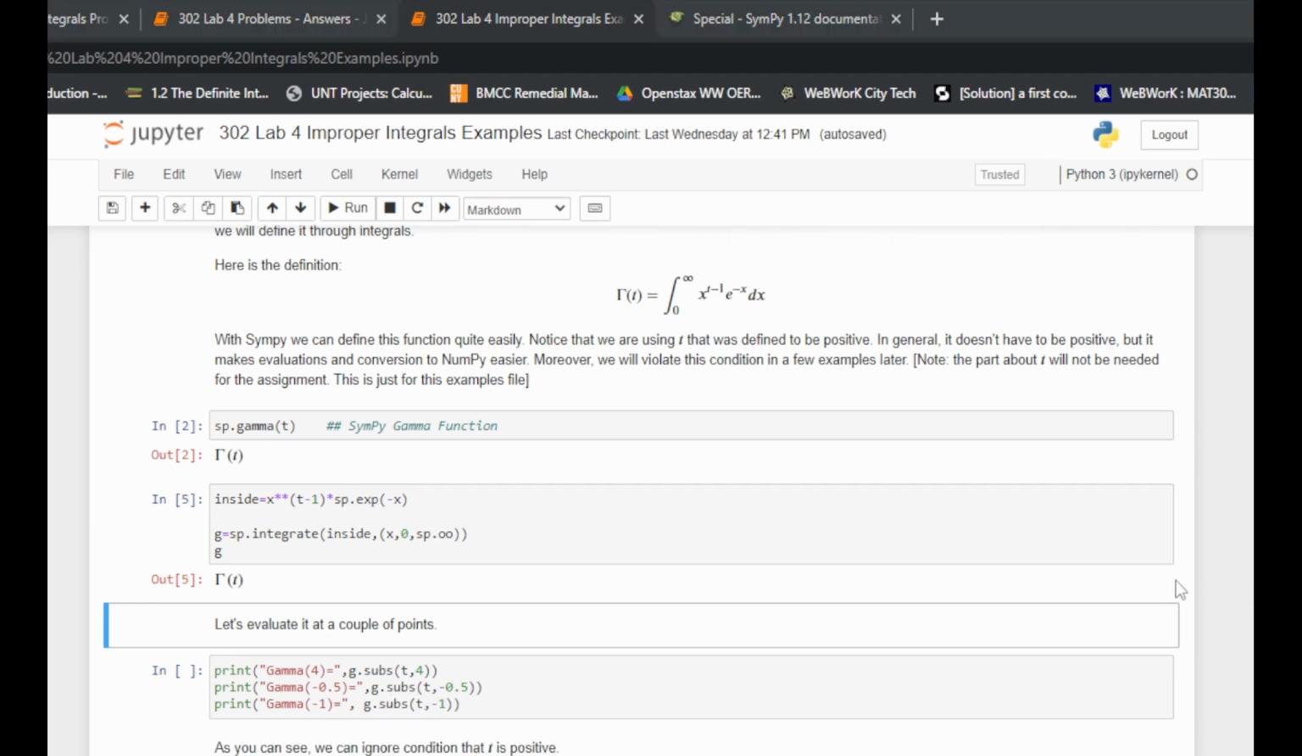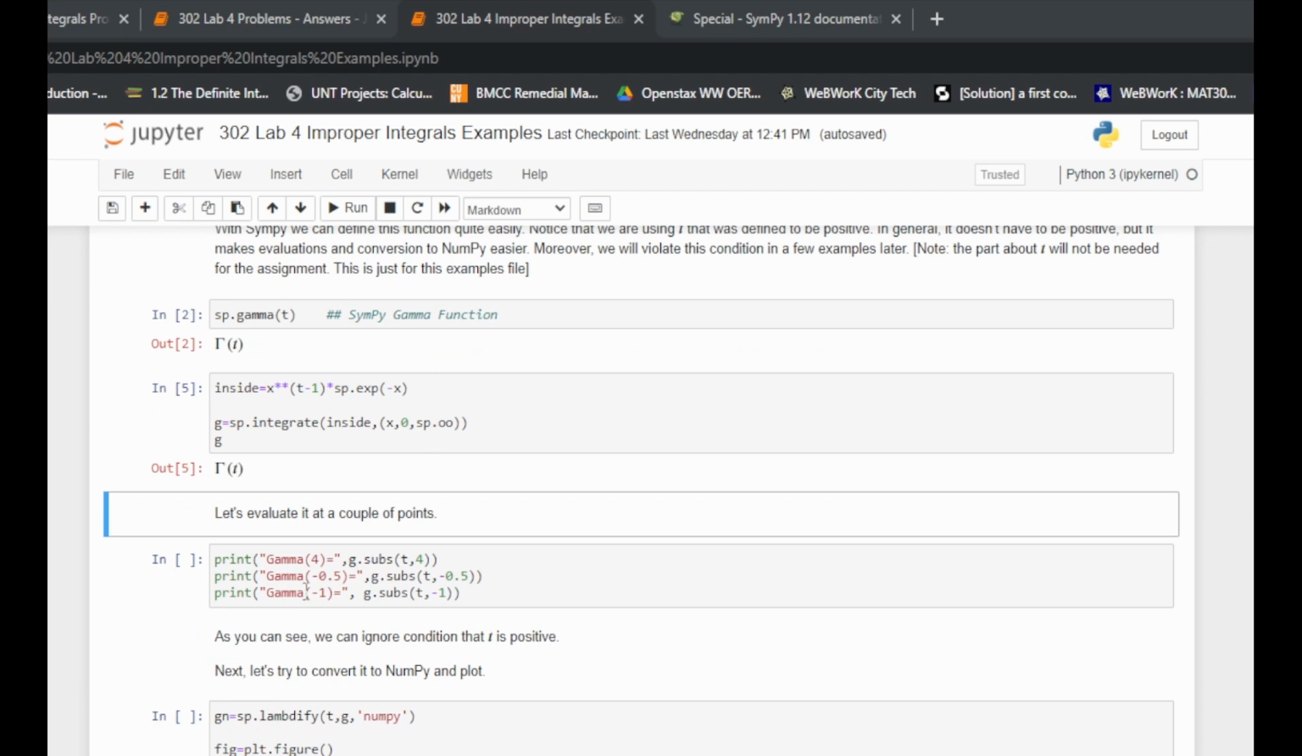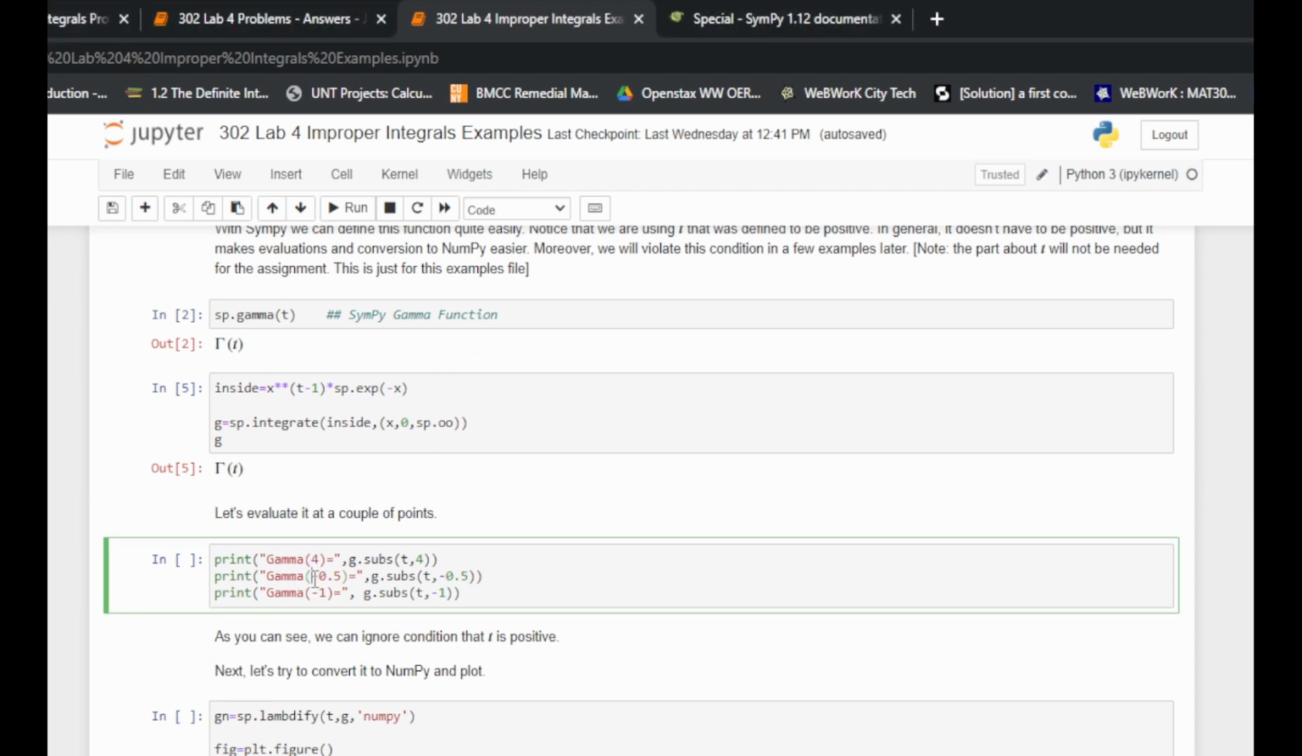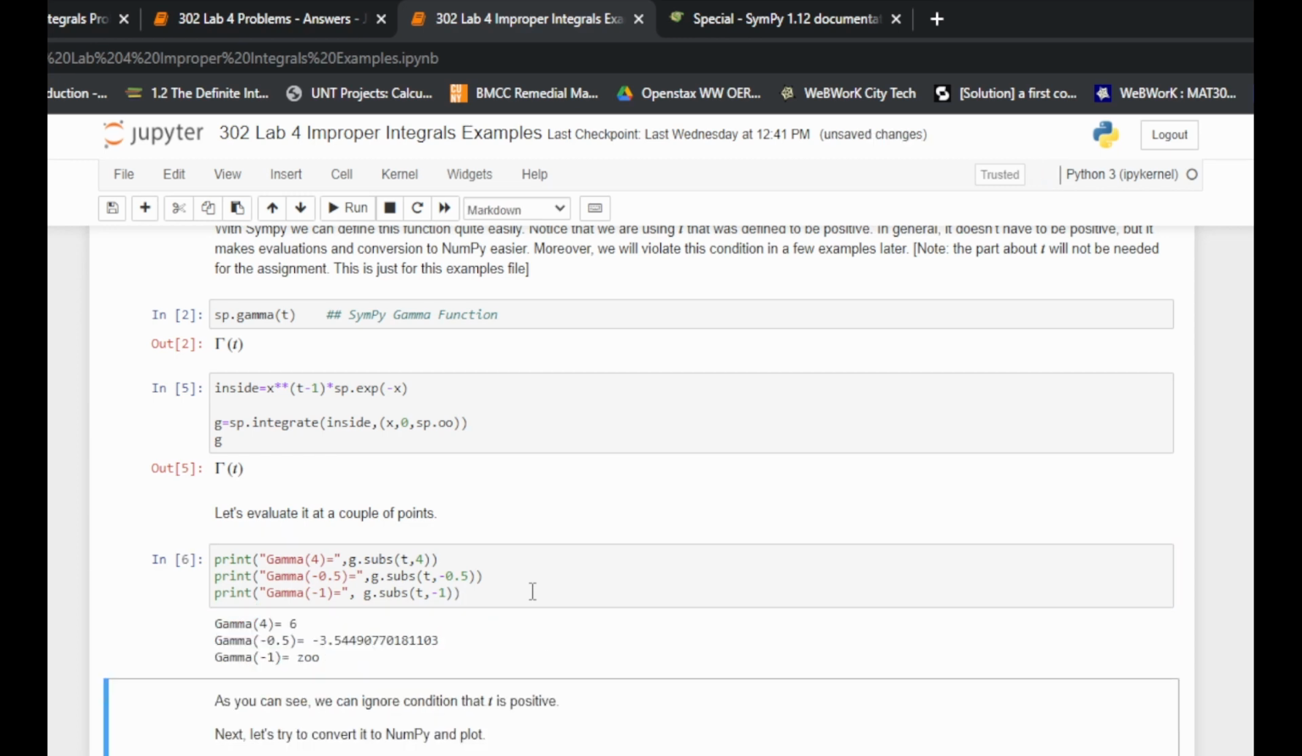So now let's evaluate this function at a few points. I will evaluate it at 4, at -0.5, and at -1. As you can see, gamma of 4 equals 6. Gamma of -0.5 equals about -3.5 and so on. So you can see I can actually evaluate at negative values. And gamma of -1 is this symbol. It looks like zoo, but really what it says is that it's undefined at -1.